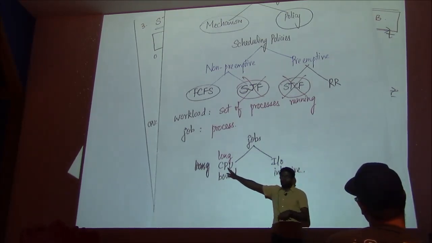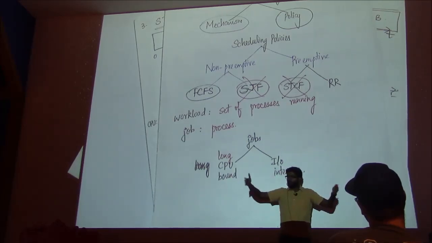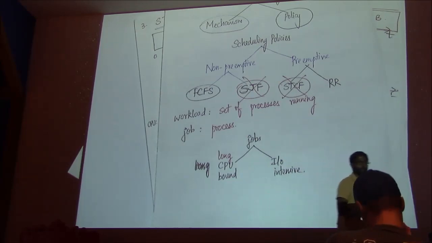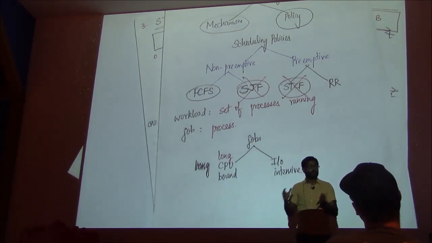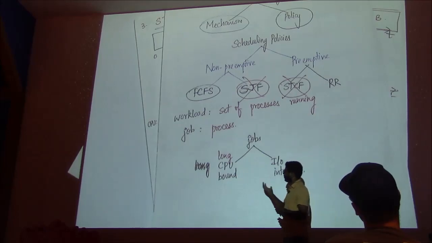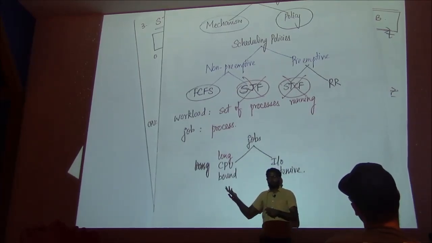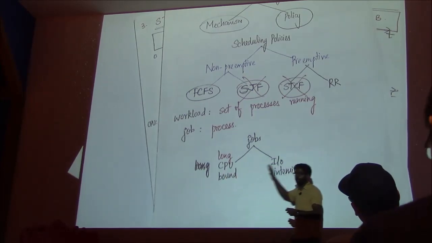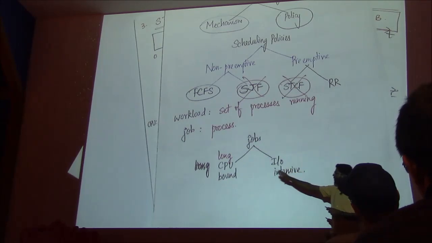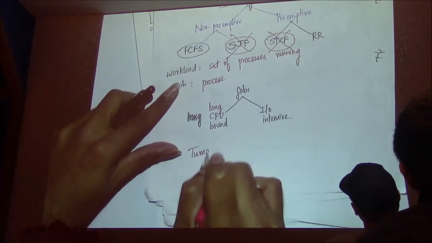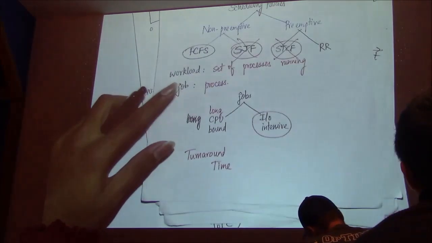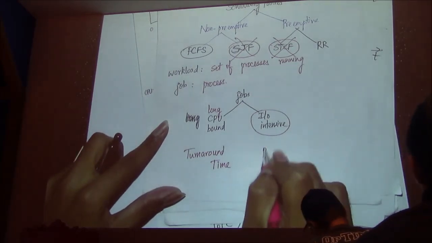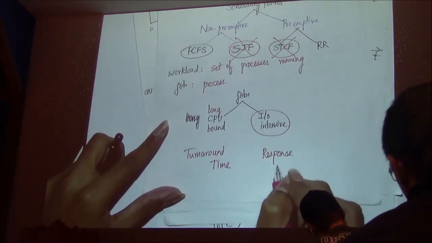But these CPU bound jobs, whenever they occupy the CPU, they occupy it for a long amount of time. And we are trying to optimize for both. We want both these jobs to run in a good way in the scheduler. By that, we are trying to optimize for both minimum turnaround time and minimum response time. So by scheduling these jobs in a good way, we are trying to reduce the turnaround time, and by scheduling IO intensive jobs, which are the interactive jobs, in a good way, we also want to reduce the response time.